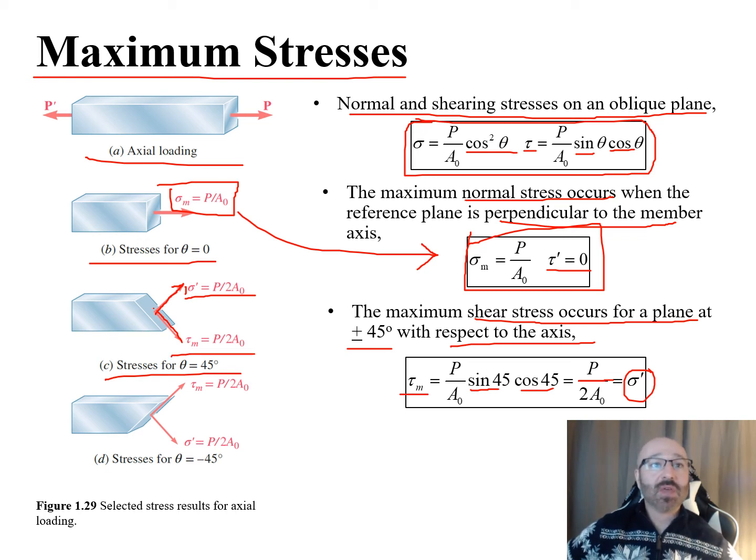And then we do the same thing for stresses at a negative 45 degrees down here. And we can see our tau max is given to us as P over 2A naught. And our sigma prime is equal to P over 2A naught right there.